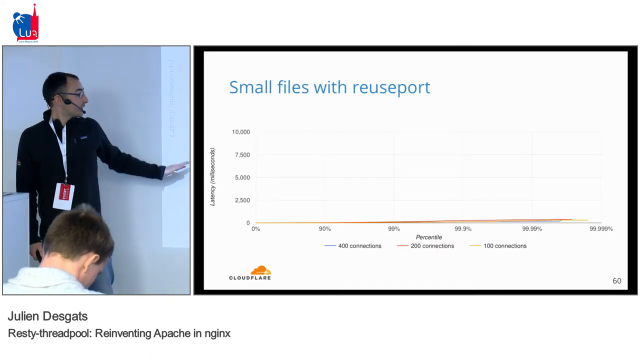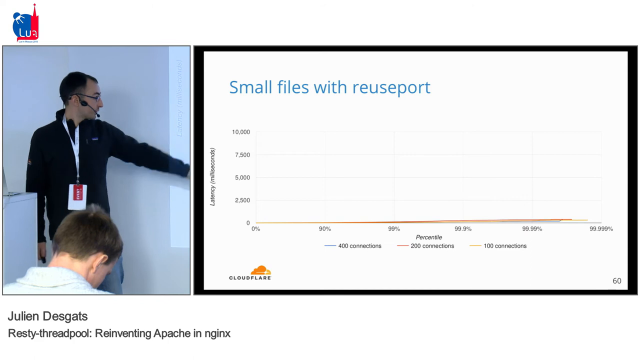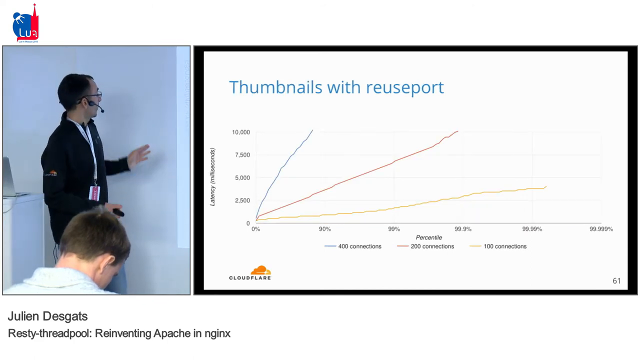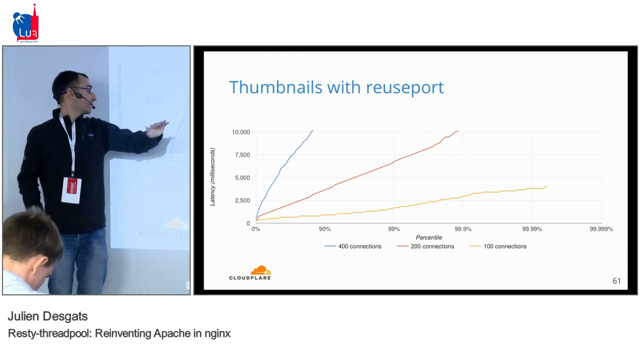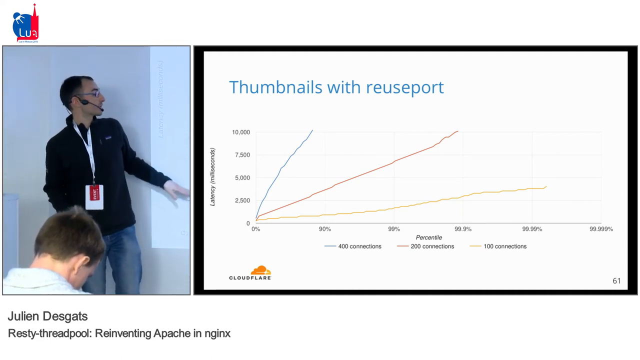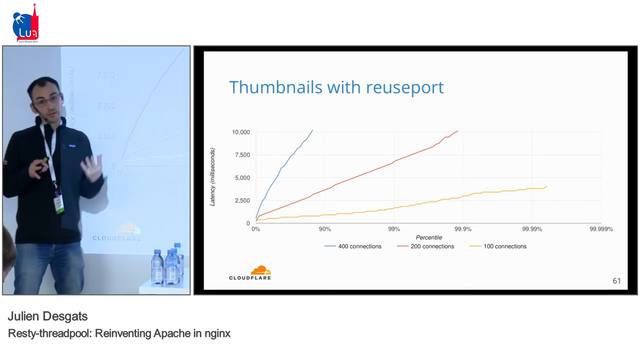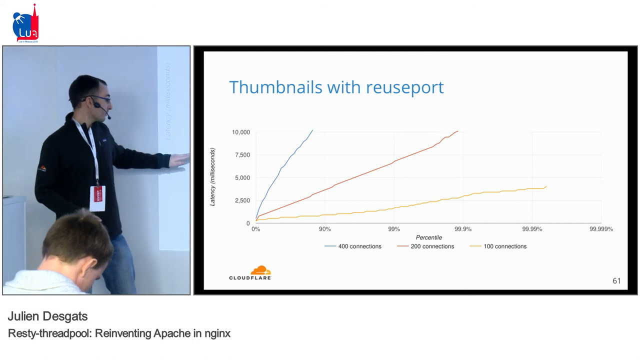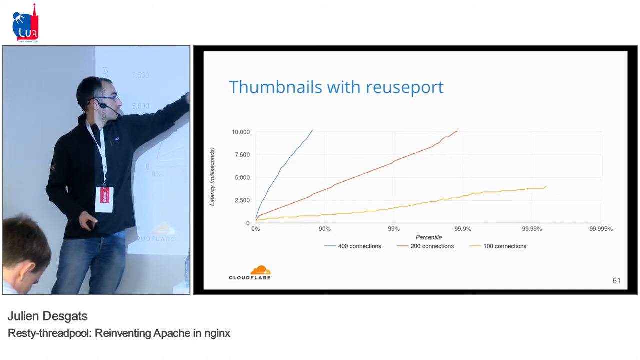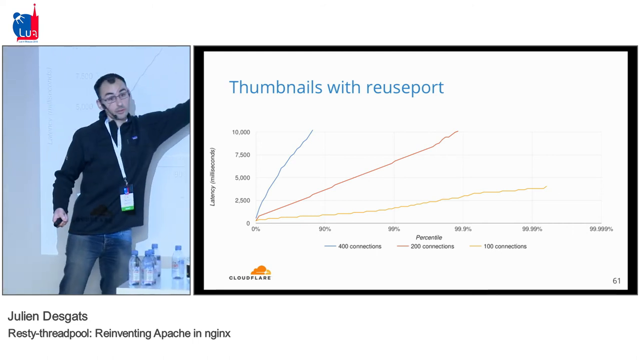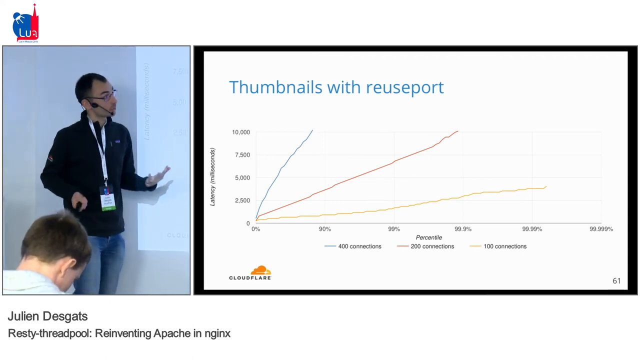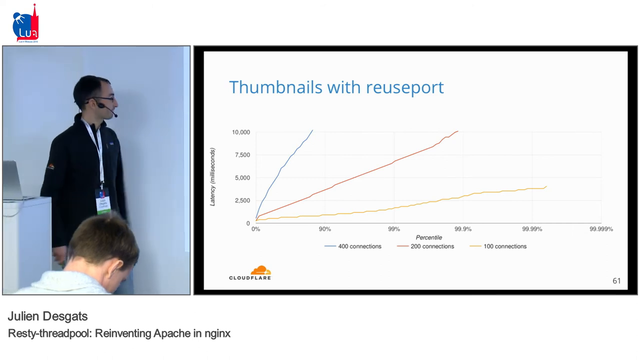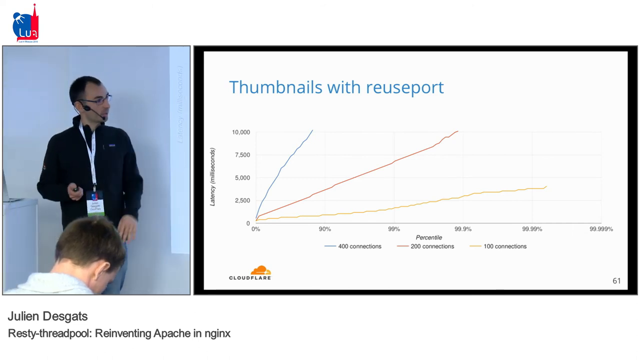The results for the small files are still pretty good, so that doesn't change. And for the thumbnails, we can see that it's also a lot better with 100 connections. In the non-saturated case, it's actually a bit quicker. Here on the 200 connections, we still have a few errors, which is expected because the servers start to be overloaded, but a lot fewer. On the 400 connections, there is nothing we can do about that.